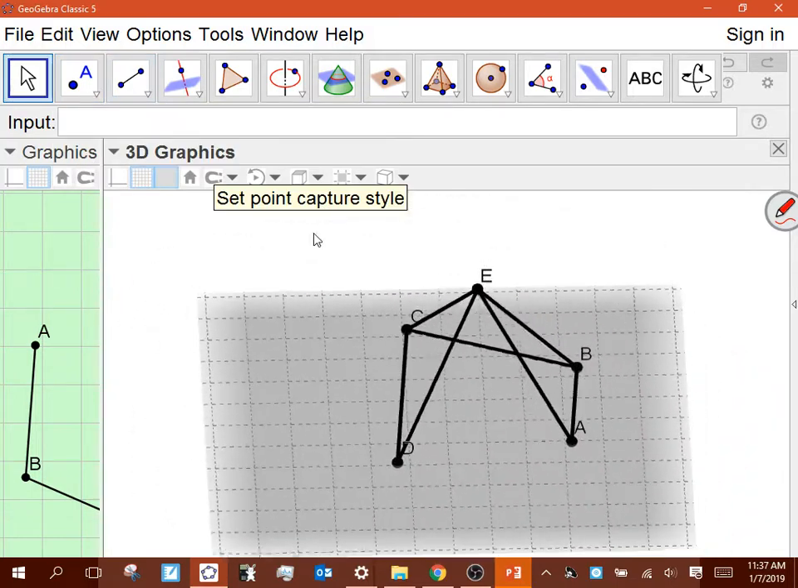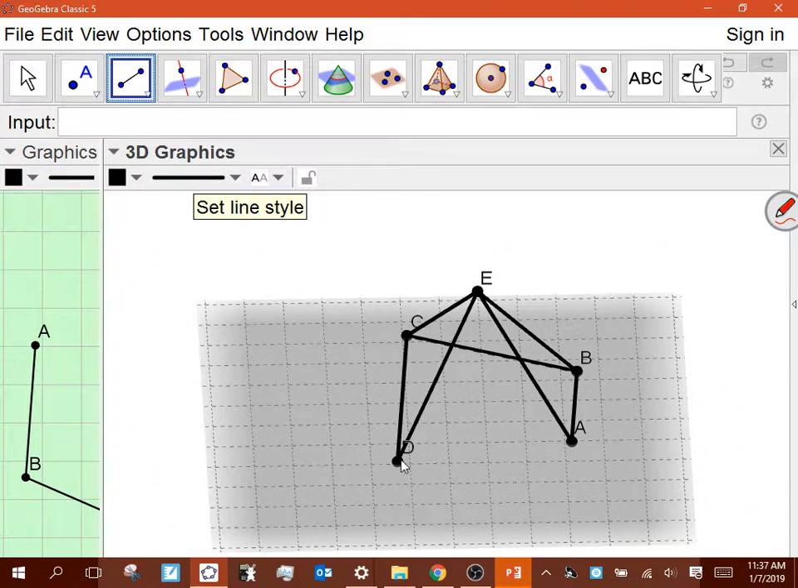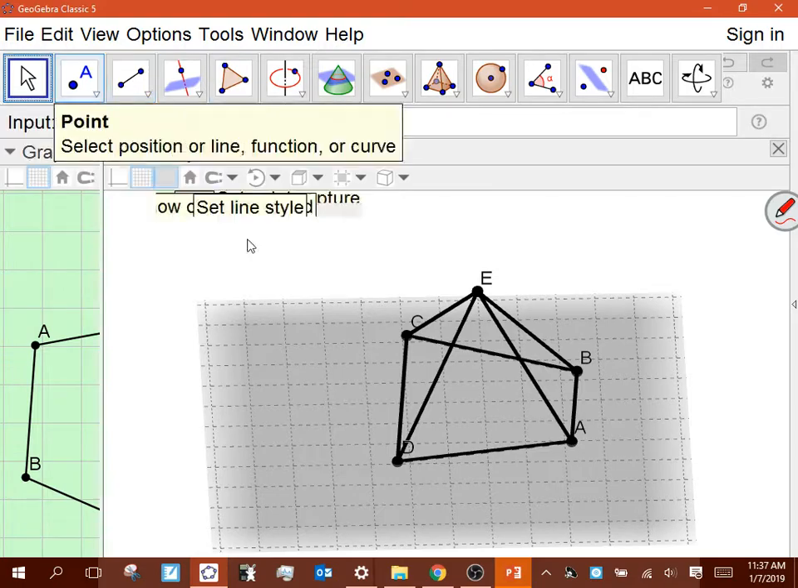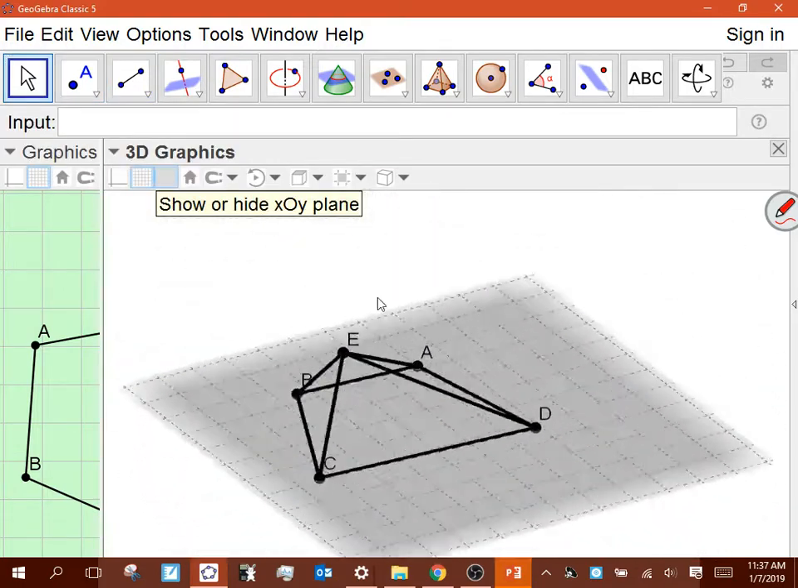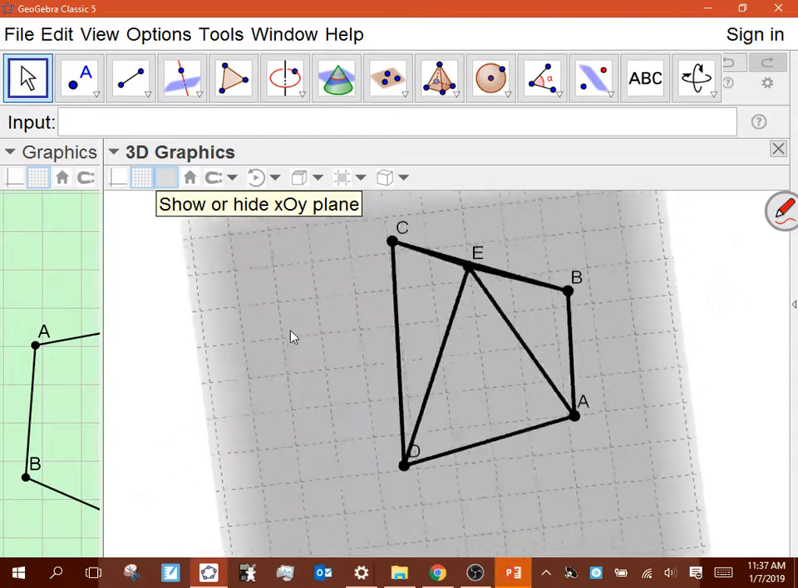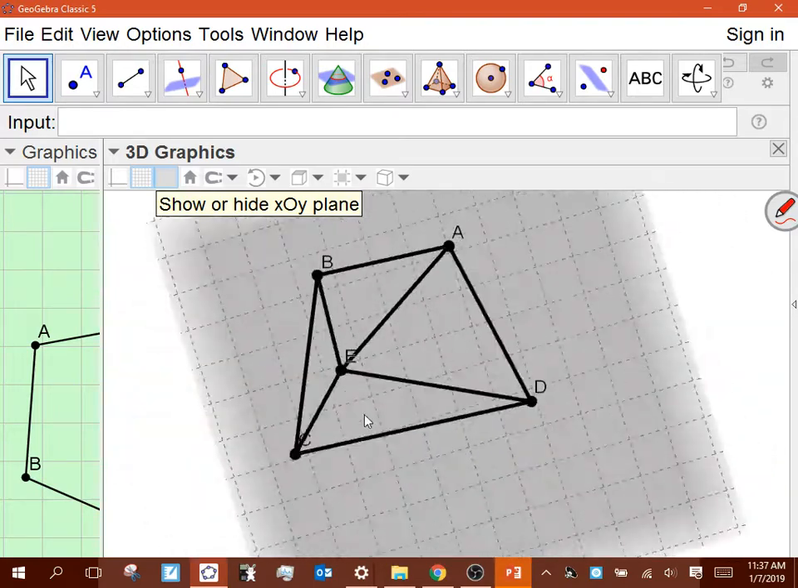So maybe we end up with a three-dimensional shape here. Maybe even close these off. Now that's a pyramid, right? Does that make sense? Okay. And the sides of that pyramid are all polygons.